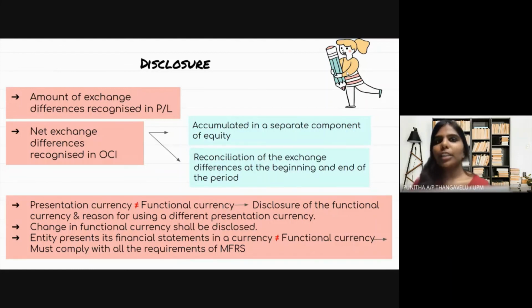When there is a change in the functional currency of either the reporting entity or a significant foreign operation, that fact and the reason for the change in functional currency should be disclosed. Besides, when an entity presents its financial statements in a currency that is different from its functional currency, the entity should describe the financial statements as complying with MFRS only if they comply with all the requirements of MFRS, including the translation method. So moving on to the next slide.